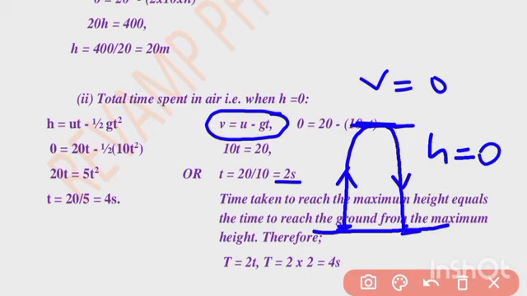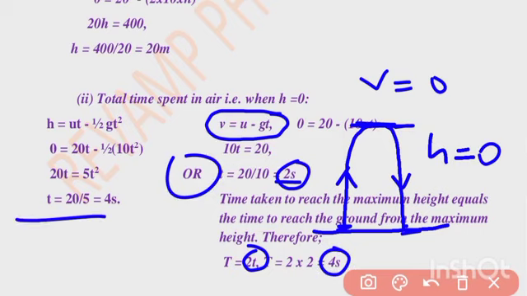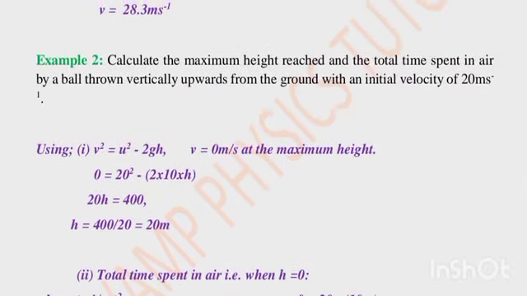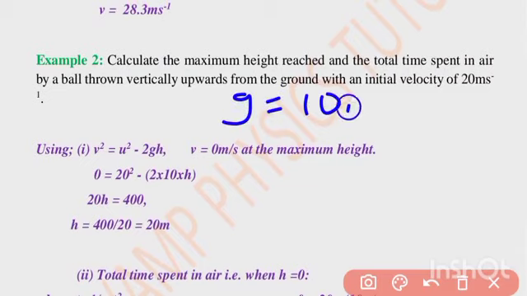We multiply the value gotten here by 2, and we still arrive at 4 seconds for that equation. So you can choose to use either this or this. Okay, and don't forget our acceleration due to gravity, that is g, is always 10 meters per second squared. Whether it is given or not in this video, that is the value that we use.